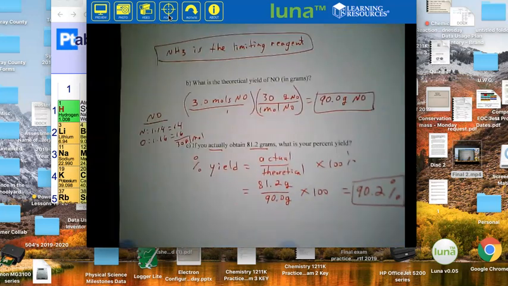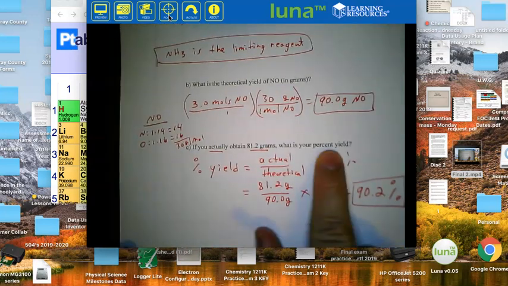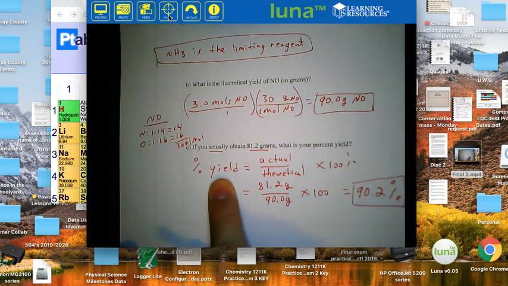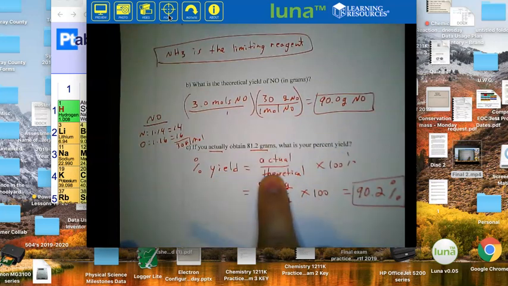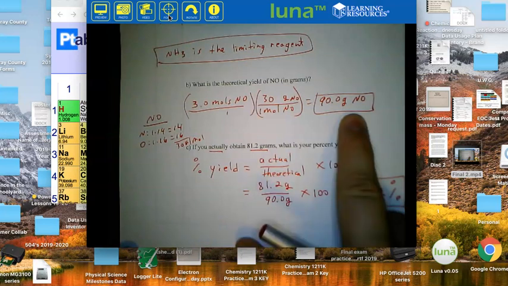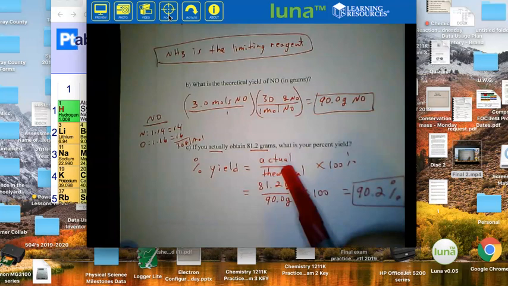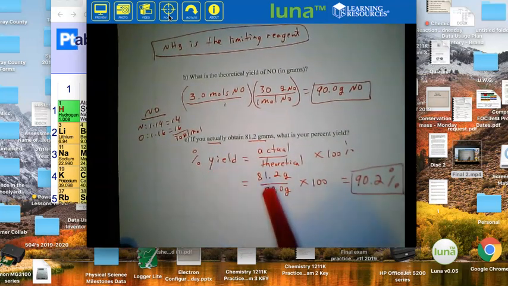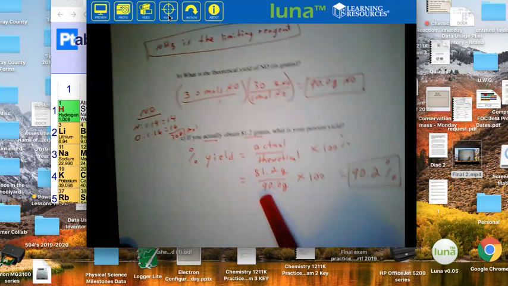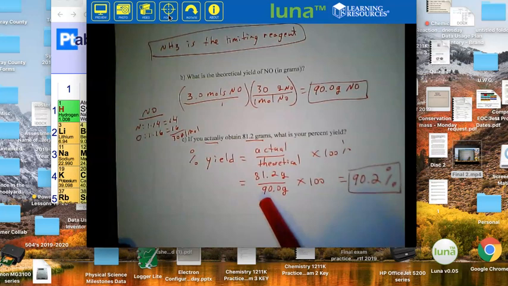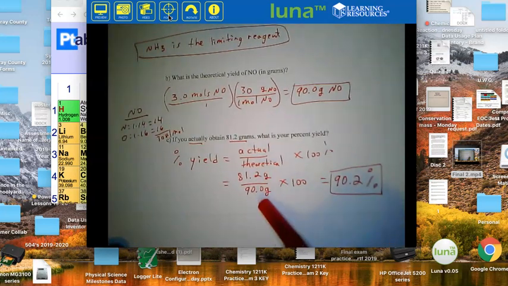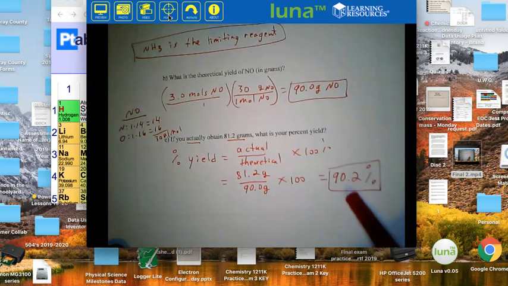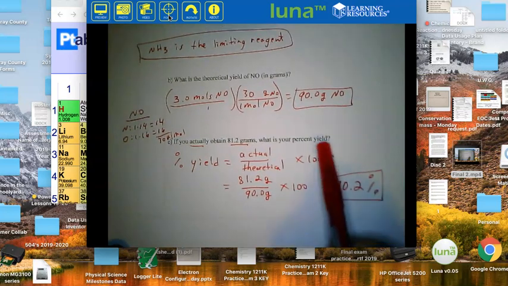So that's theoretical. So now I have to figure out my percent yield. So percent yield, the formula for that is actual over theoretical times 100. This is my theoretical value I calculated. My actual is what I actually measure out in the experiment, and it gave me that value of 81.2 grams. So my percent yield is going to be my actual value, 81.2 grams, divided by my theoretical value, which is what I calculated, which was 90 grams, times 100, to give me 90.2%. And that's my percent yield.